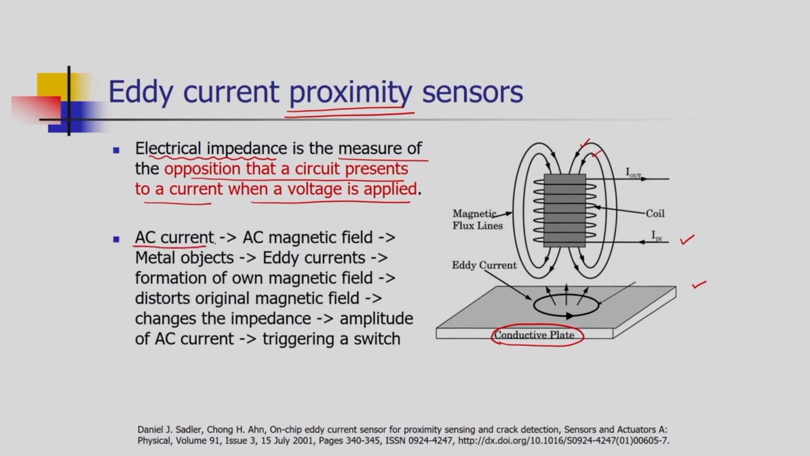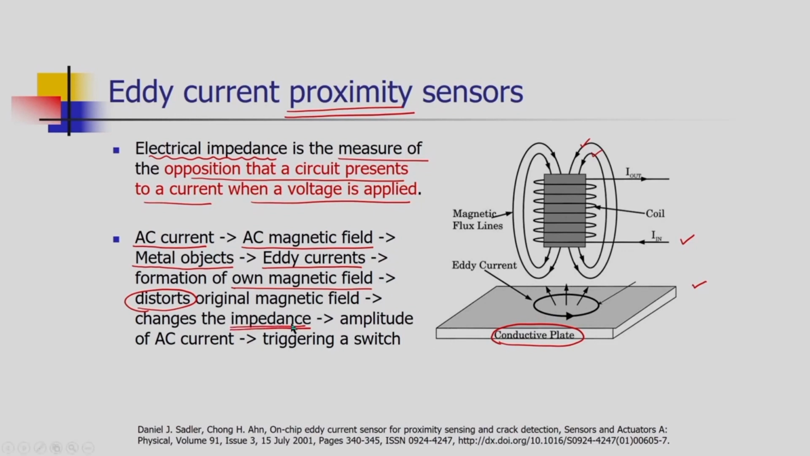So, the AC current is applied, and we are getting an AC magnetic field. When this AC magnetic field comes in close vicinity of metal objects, eddy currents are generated. These eddy currents will generate their own magnetic field, and that field will distort the original magnetic field, the parent magnetic field. The changing magnetic field of the coil will change the impedance.